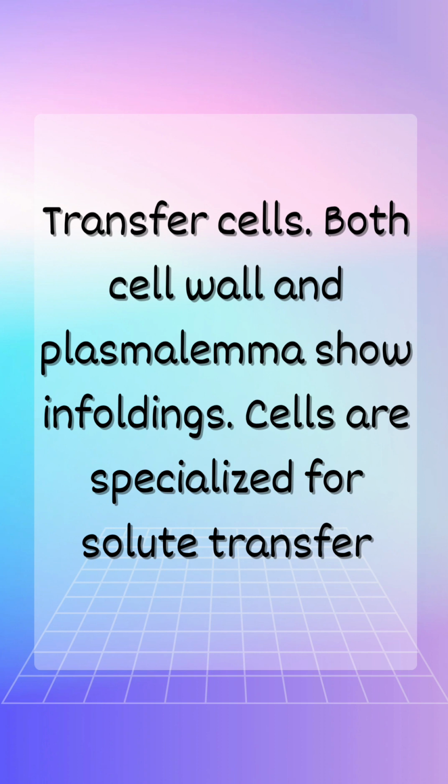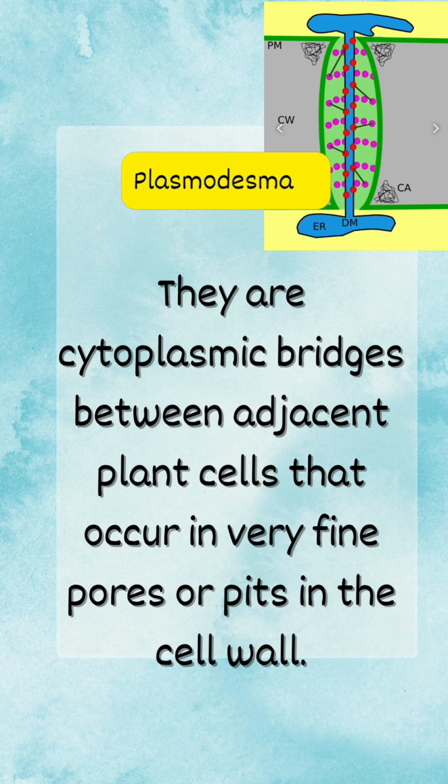If we see a transverse cell, the cell wall as well as the plasma lamella show infolding, and the cells are very specialized and used for solute transport. If we see plasmodesmata, they are cytoplasmic bridges between adjacent plant cells, which occur in a fine pore or pit in the cell wall.